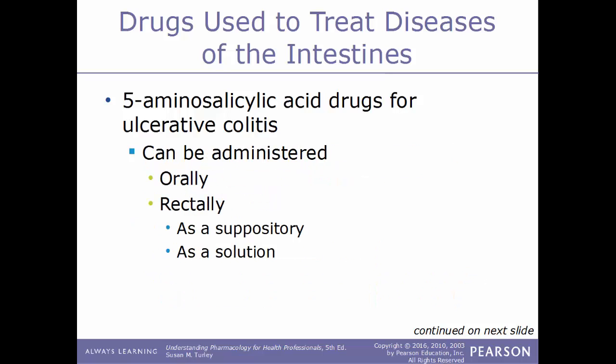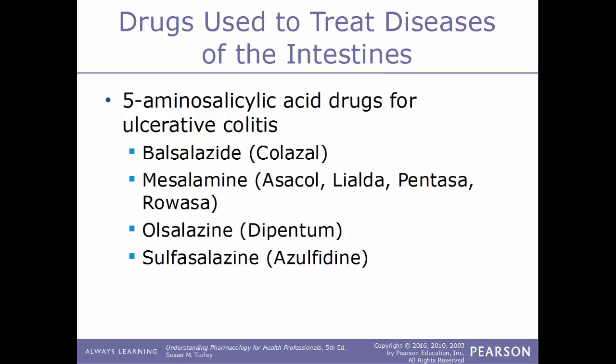Now, these kinds of drugs can be administered either orally or rectally, either as a suppository or as a solution. Some examples of this type of drug: balsalazide, which is sold under the trade name Colazal; mesalamine, which is sold under the names Asacol or Lialda or Pentasa or Rowasa; olsalazine, which is sold under the name Dipentum; and the last one here, sulfasalazine, which is sold under the name Azulfidine.